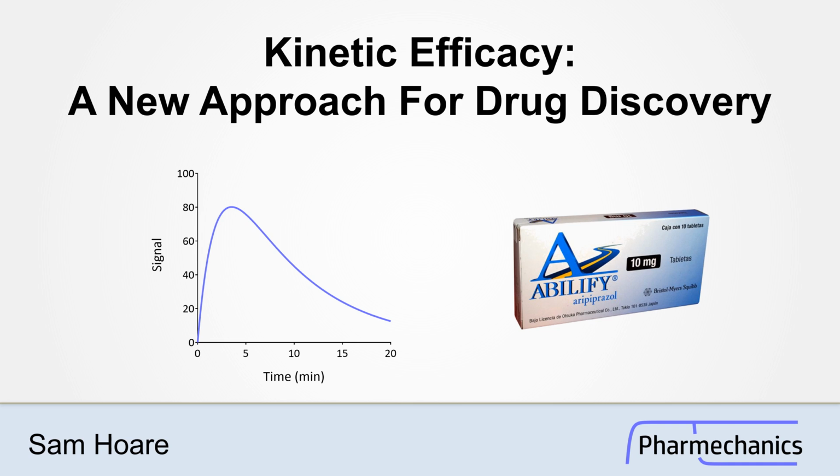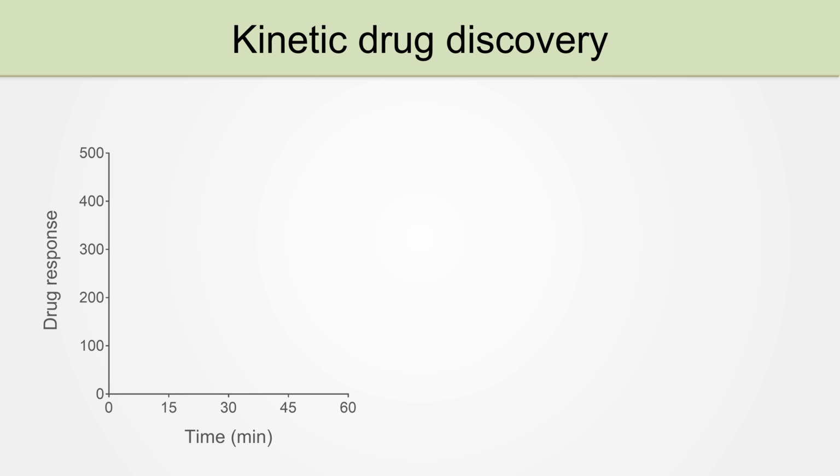In this video, I'm going to describe a new approach for measuring drug activity in signaling assays. We will see how this provides new insights for drug discovery by reassessing biased agonism of antipsychotic drugs. The approach evaluates the kinetics of drug effect. In other words, we measure the response over time.